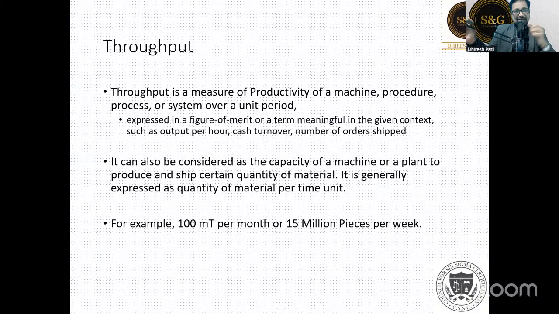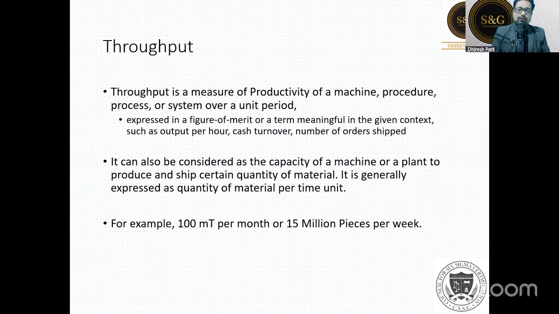All right. Now, can you just type in the chat, what is your current throughput? How much are you producing? If, for example, you are a hospital, how many patients are you serving per day? That is your throughput. If you are a BPO, how many calls are you serving? How many queries are you serving per shift or per day? So what is your productivity per unit time? The time can be per hour, per shift, per day, per week, per month, per quarter, per year. It depends. Type in the chat box.